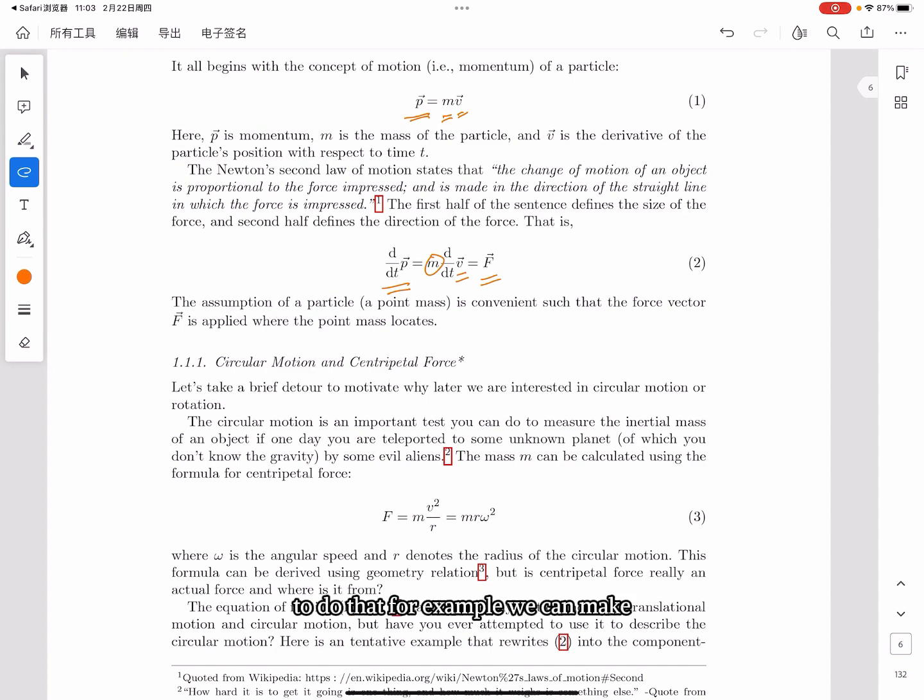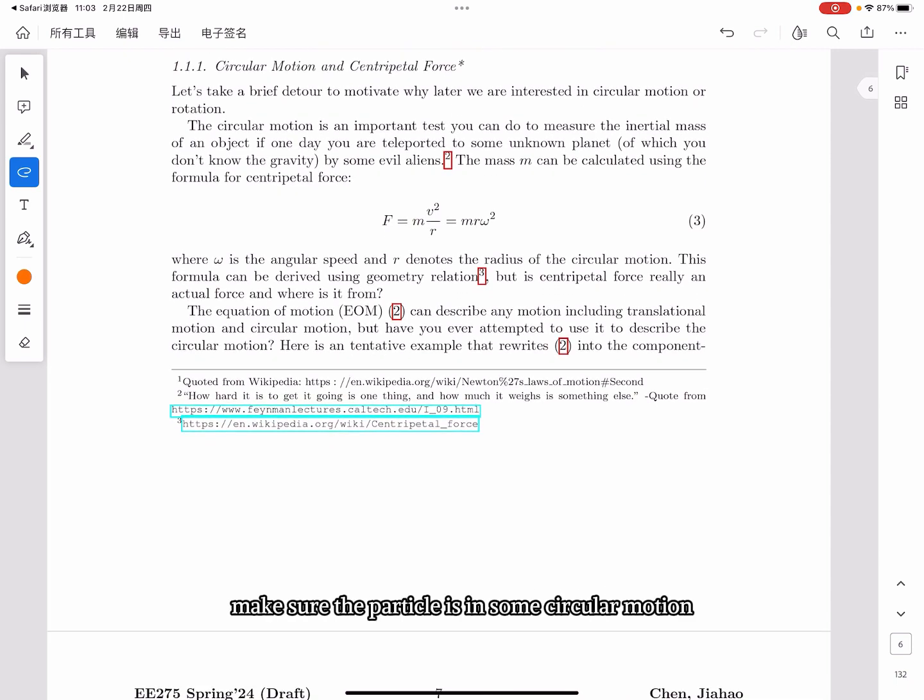To do that, for example, we can make sure the particle is in some circular motion, and we learned from our high school courses that the centripetal force F is proportional to the mass times the velocity squared over r. But where does this result come from in the first place?